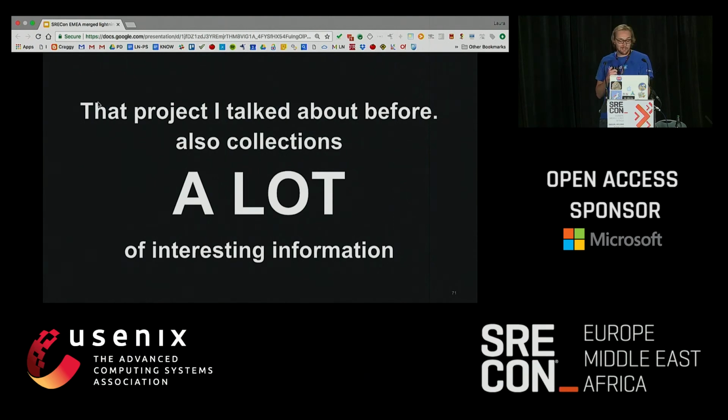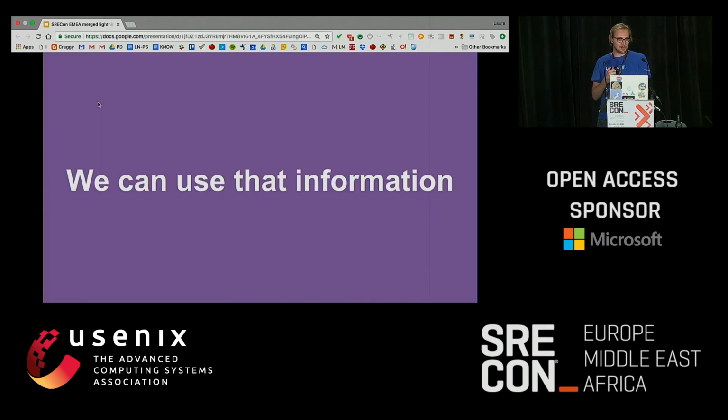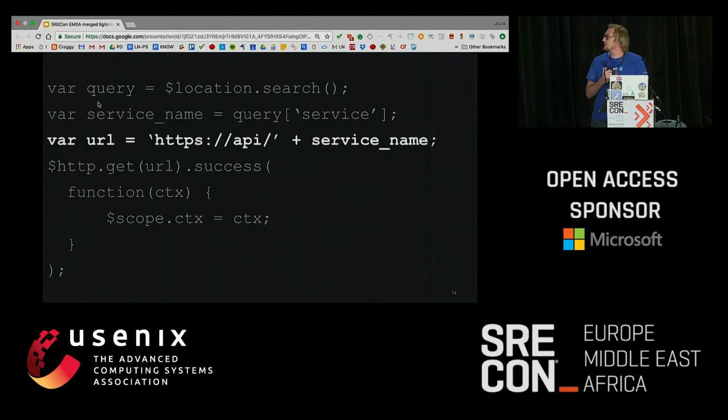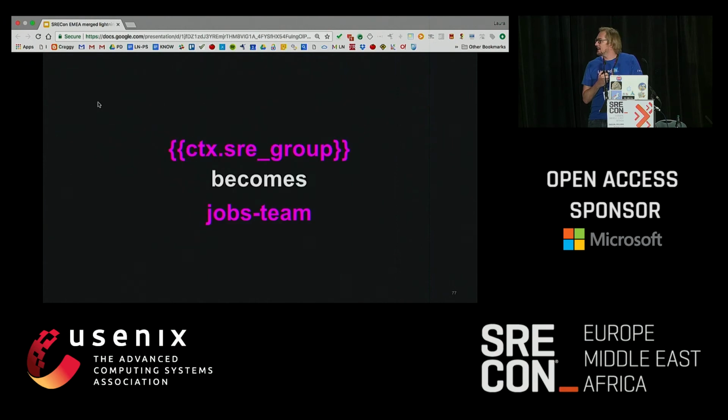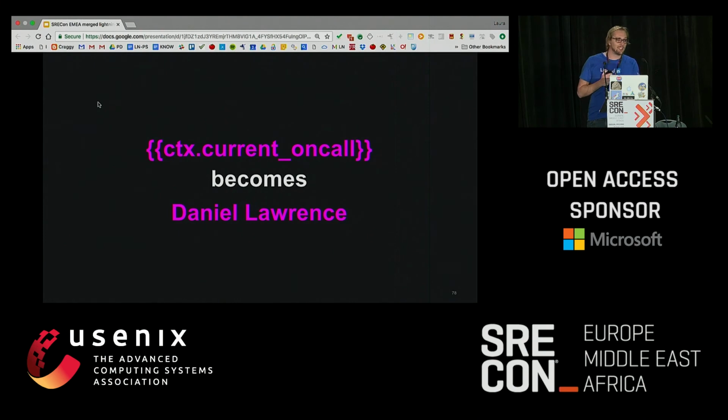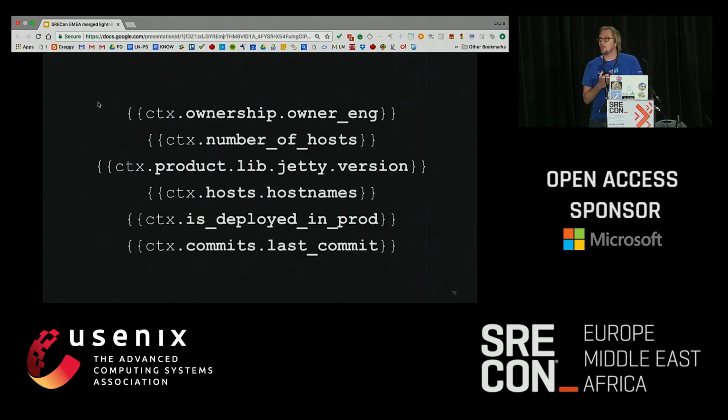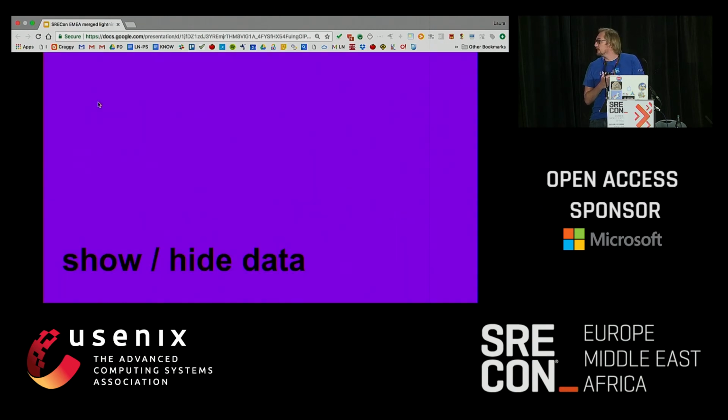We've got a lot of information behind a lot of APIs, so wouldn't it be useful if we could have access to that? So let's go ahead and fetch it. Based on the service name, we'll fetch that, grab a bunch of context, update the scope, and now the group becomes the actual group. Or the current on call becomes the current on call. Or who owns the service becomes dynamic. How many hosts they have, what versions they have. Everything that we fix now becomes available in the wiki. So this becomes really easy at 3 o'clock in the morning.